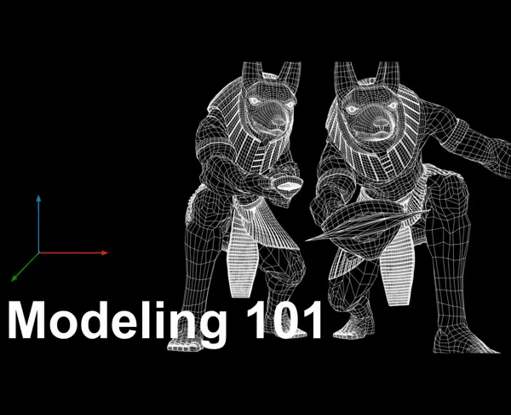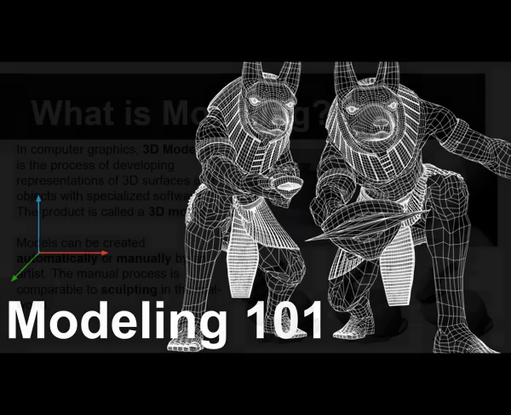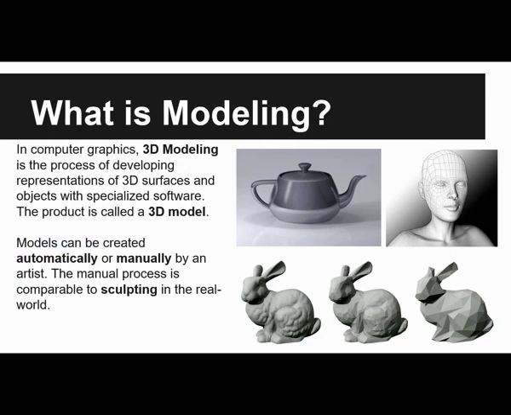Hello. Today we are going to be talking about Polygon Modeling 101, or Modeling 101 in general. What is modeling? In computer graphics, 3D modeling is the process of developing representations of 3D surfaces and objects with specialized software. The product is called a 3D model. Models can be created automatically or manually by an artist. The manual process is comparable to sculpting in the real world.